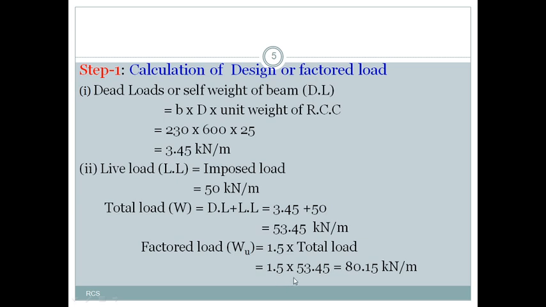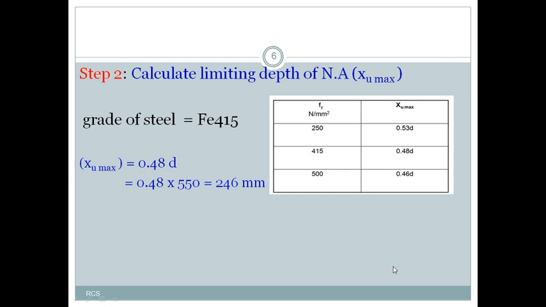So 1.5 multiplied by this 53.45 will get 80.15 kilonewton per meter. So this is a factored load. Based on this factored load, we have to calculate what the factored bending moment is. That will come in later steps. So before that we have to calculate the limiting depth of neutral axis.